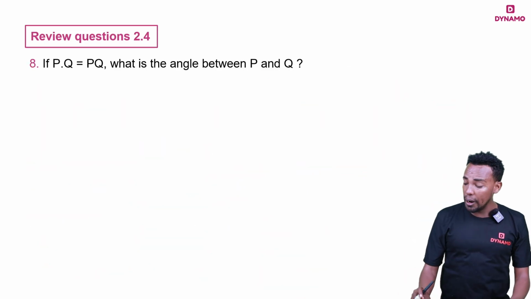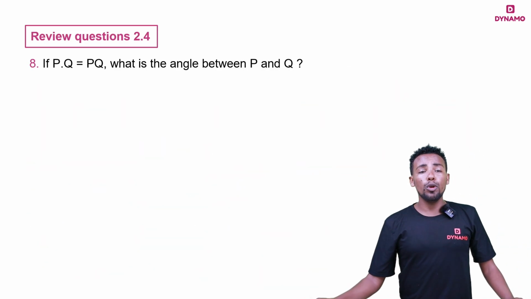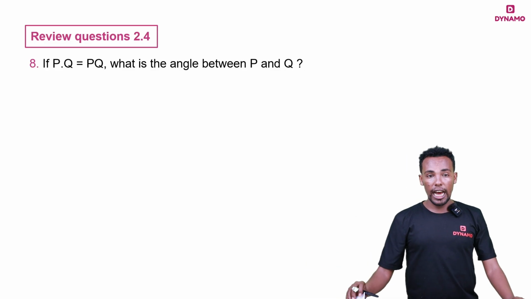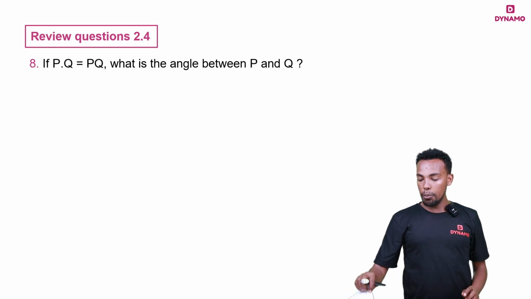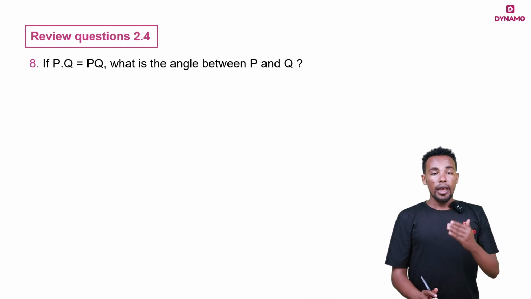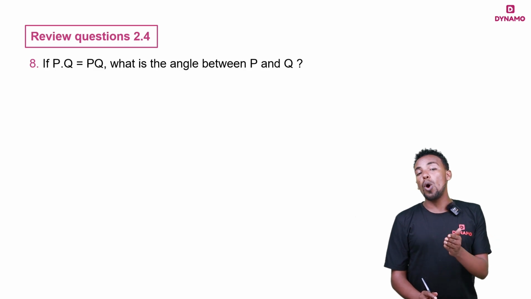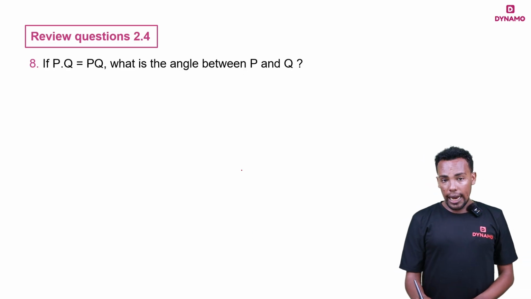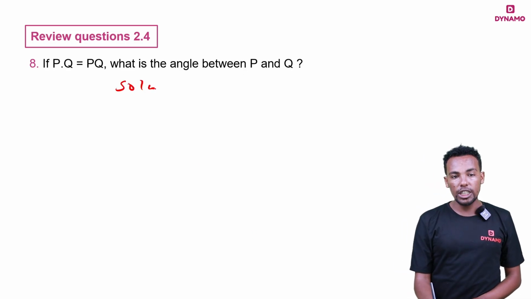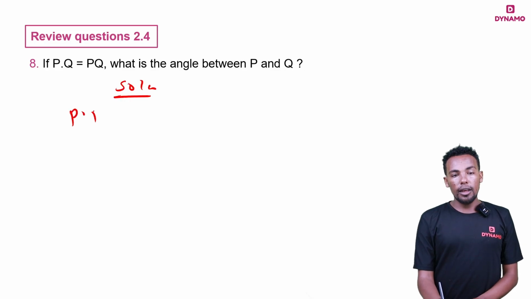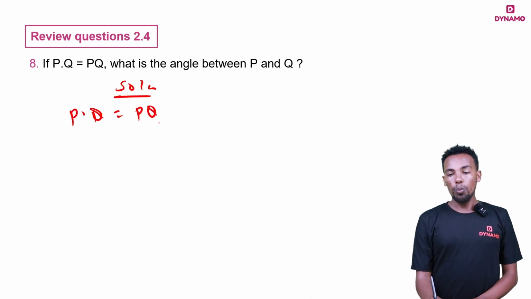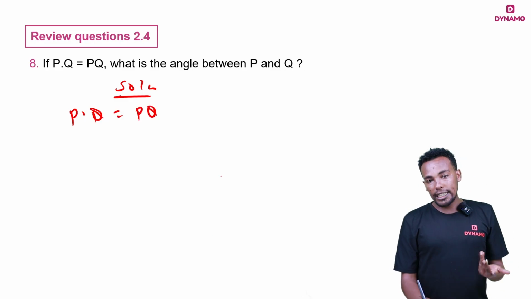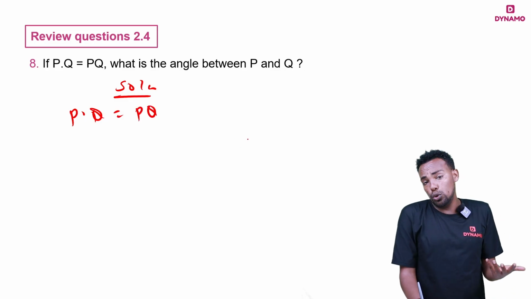Question number 8 says: if P dot Q is equal to PQ, what is the angle between P and Q? Solution: P dot Q is equal to PQ, and we want the angle between P and Q.